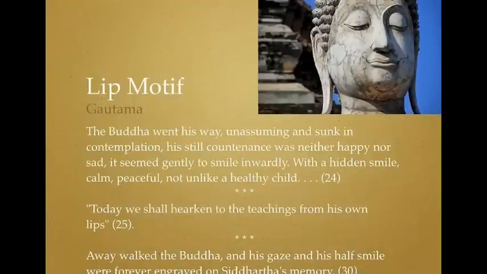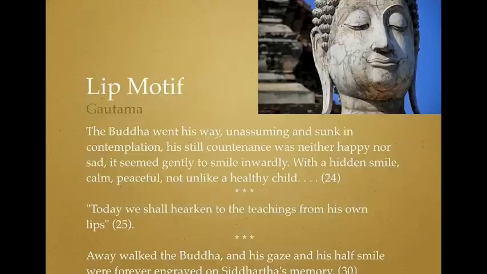Alright, another motif I want you to focus on is the lip motif. By lip, though, I want you to expand that to being smiles, countenances, faces. I want you to focus on the expression, but we're going to simplify it right now, just call it a lip. First lips that we find is the Buddha. The Buddha went on his way unassuming and sunk into contemplation. His still countenance was neither happy nor sad. It seemed gently to smile inwardly with a hidden smile, calm, peaceful, not unlike a healthy child.